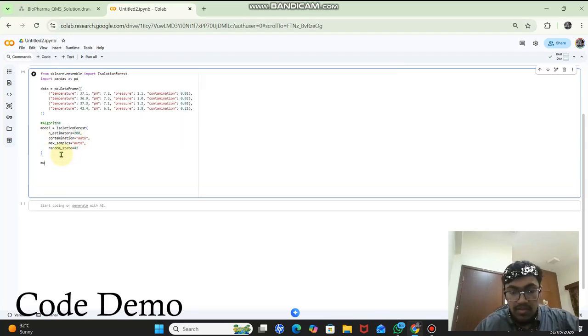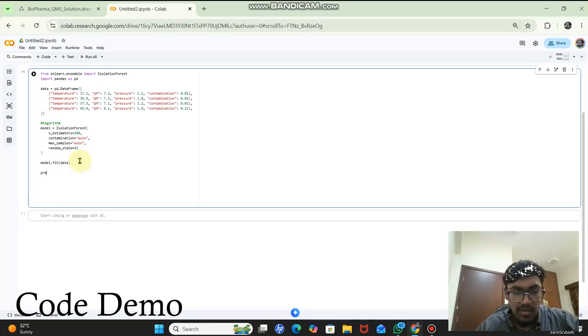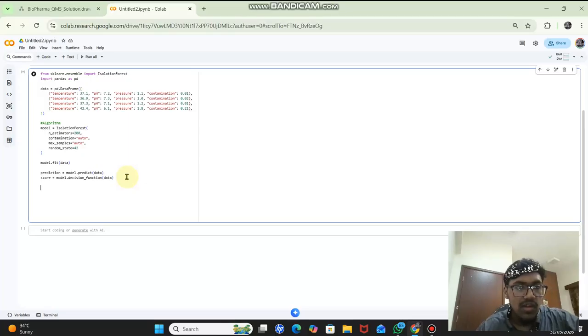And I'll set it up. Model.fit. So here we want to fit the data into the model essentially. And we have predictions. So this is going to perform inference, and then we need to get the score. Once the score is calculated, we're going to add this to the data frame.